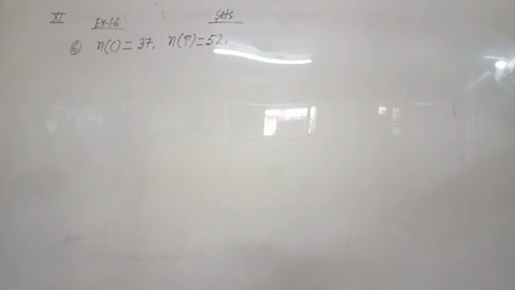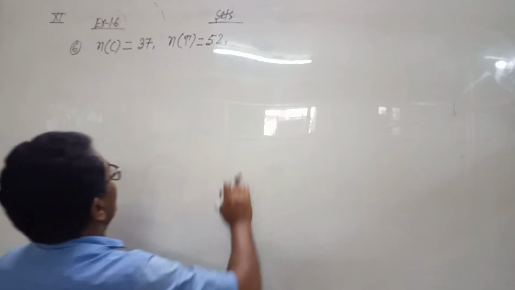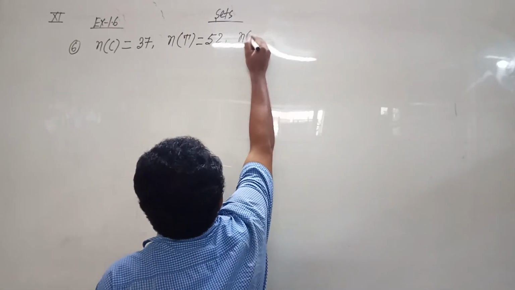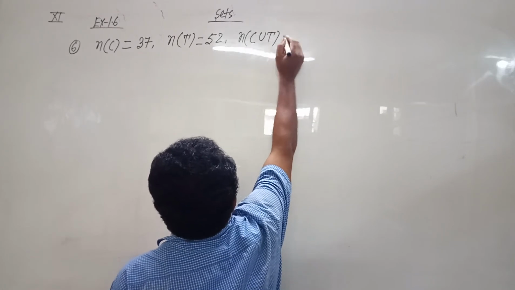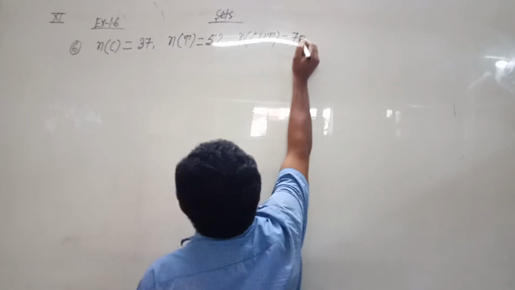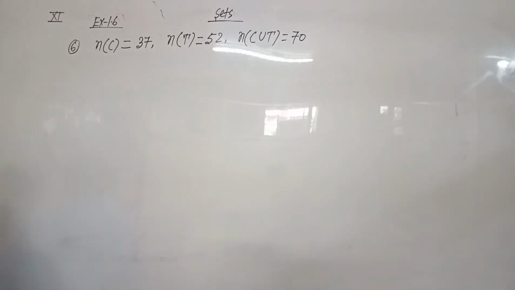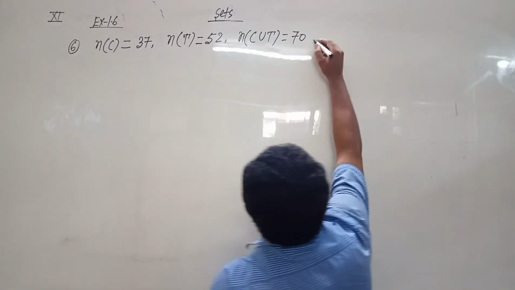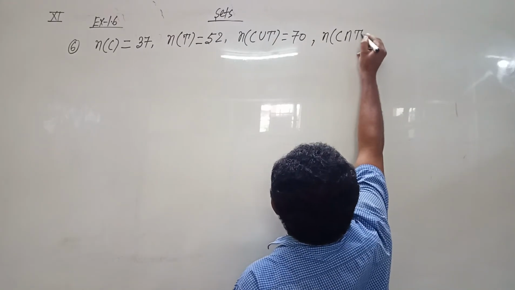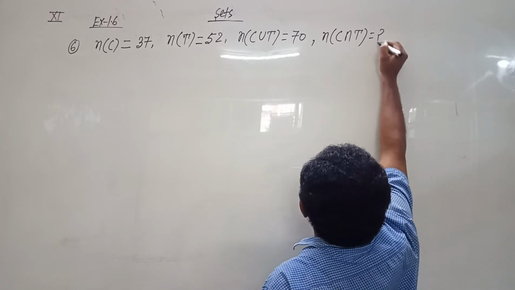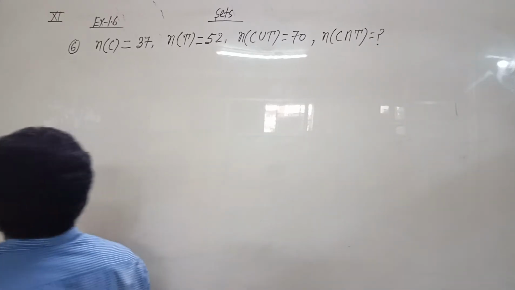It means n of C union T is given as 70, the total people. So how many people like both coffee and tea? We have to calculate the number of people who like both coffee and tea, which means n of C intersection T.